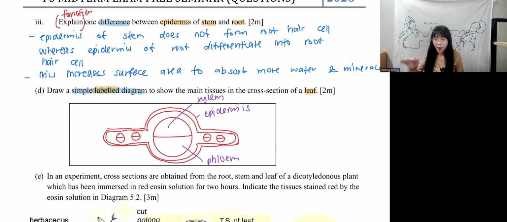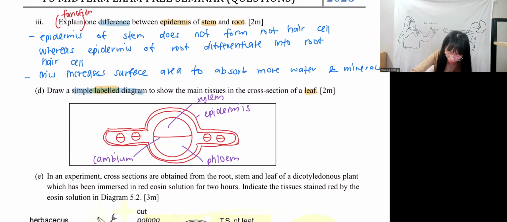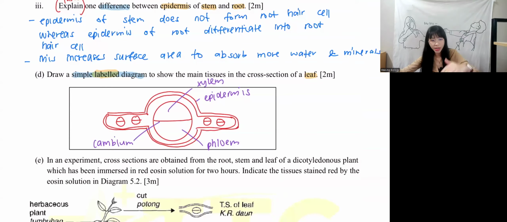Done drawing this, you find the raise hand button and then you raise your hand. I will wait for 10 of you and then we will continue with the next question. If you want to label cambium, also can. Okay, nice. Next question. You can put your hand down already.